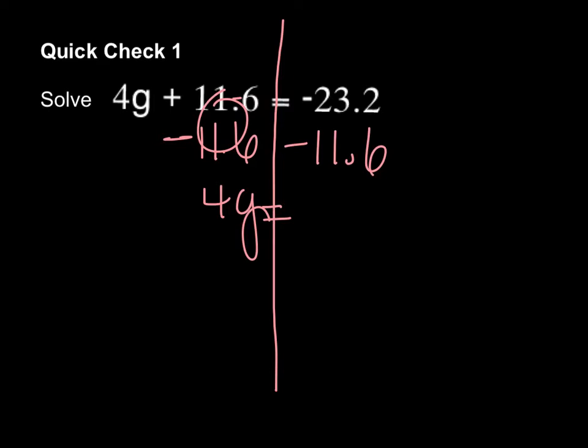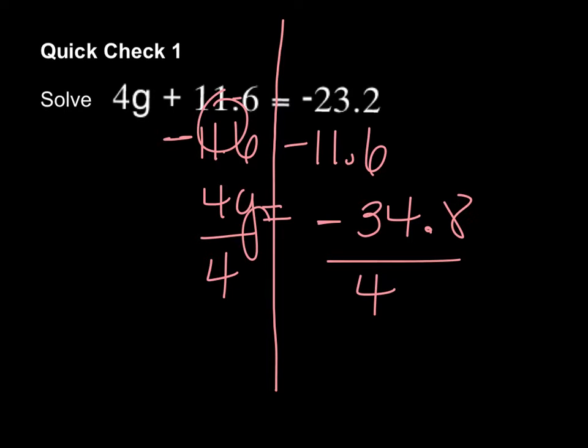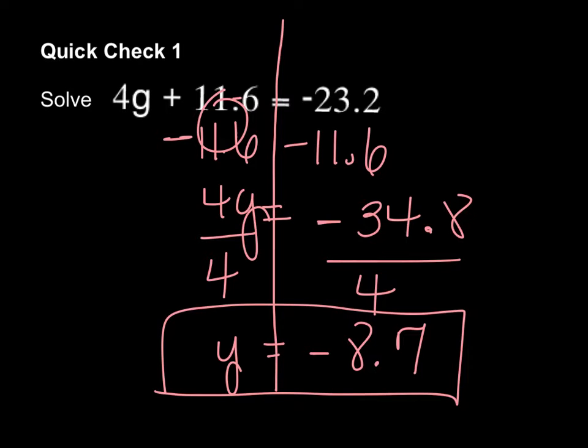Now I have two negatives. Do I add those or do I subtract them? Very good. Same sign, I add. So I have negative 34.8. My final step is to divide. And my final answer is going to be y equals negative 8.7. Great job. Let's look at another.